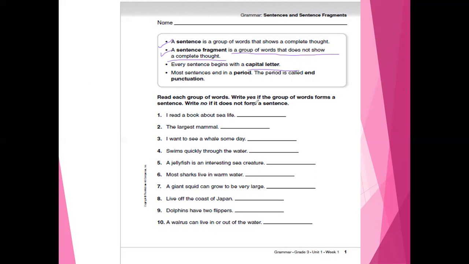Read each group of words, write yes if the group of words forms a sentence, write no if it does not form a sentence. So we're going to write yes if it's a sentence, no if it is a fragment. I read a book about sea life. It's a sentence because it begins with a capital letter and ends with a period, and it tells us something, or it shows us a complete thought. So this is a sentence. We're going to write yes.